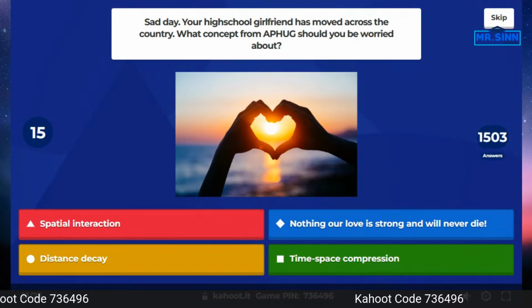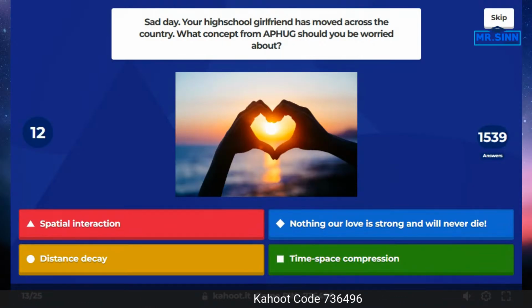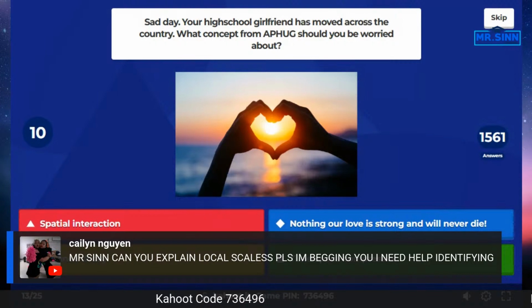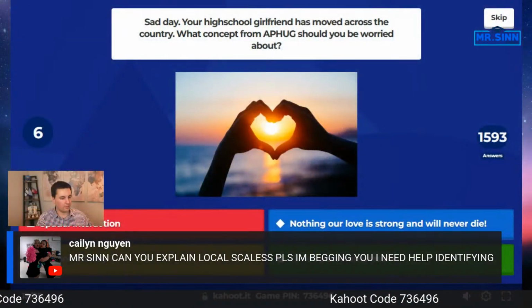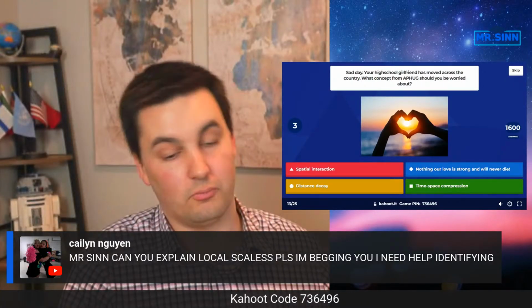Someone was asking about local scales. All right, we have a question here about local scales. Were you able to make it so you can see if I just bounce? There, that works.